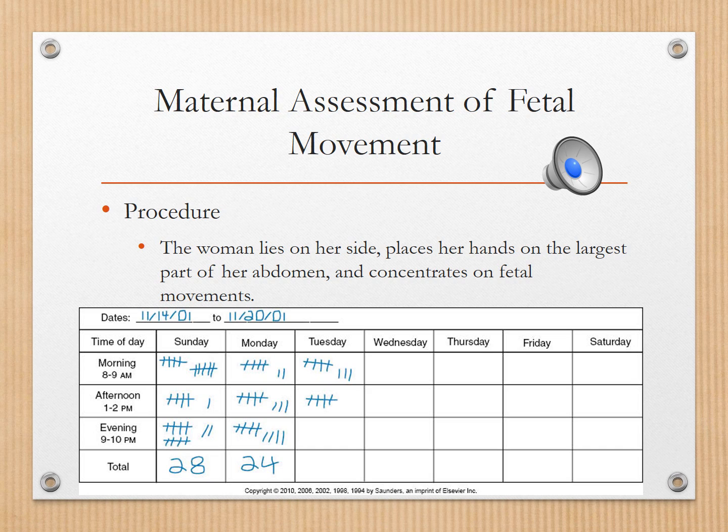She should be free of distractions such as the TV or phone and should note at least 10 movements in 1 hour. If less than 10 movements are noted, she should continue for an additional hour and should report the outcome to her provider.